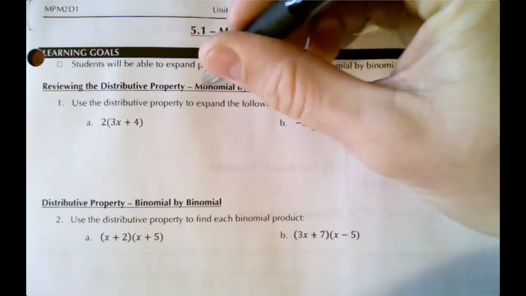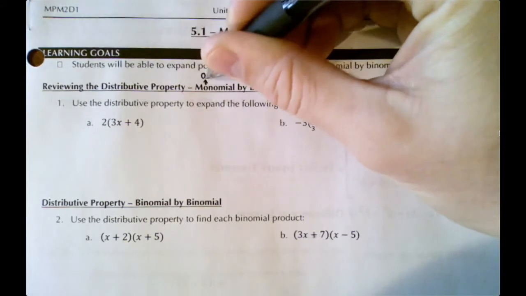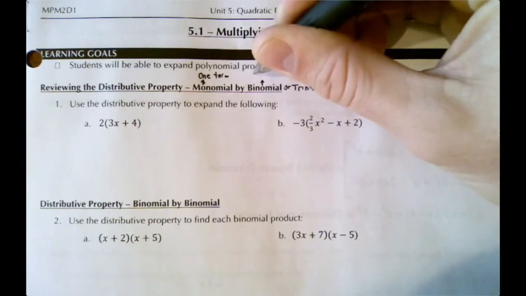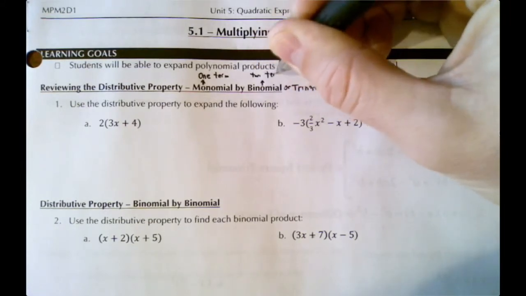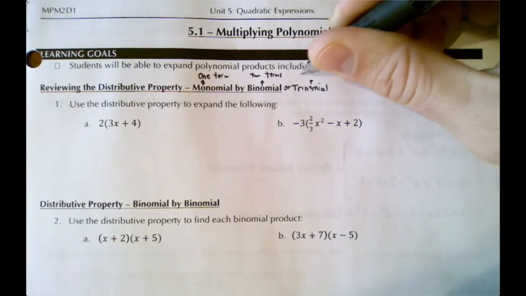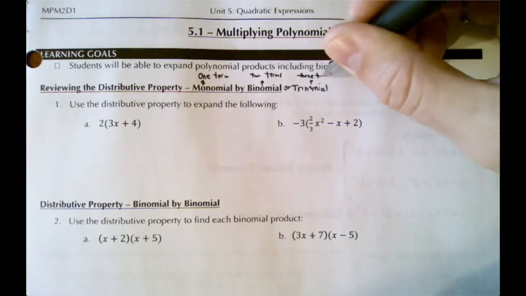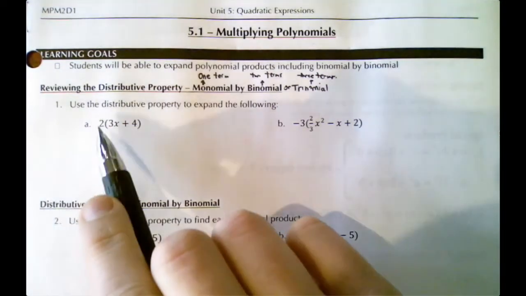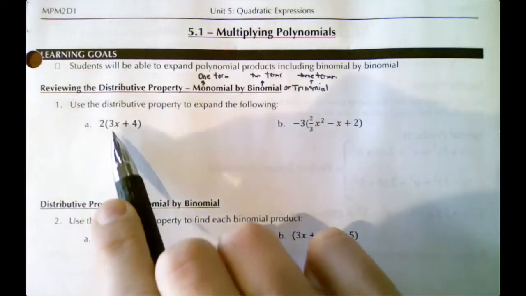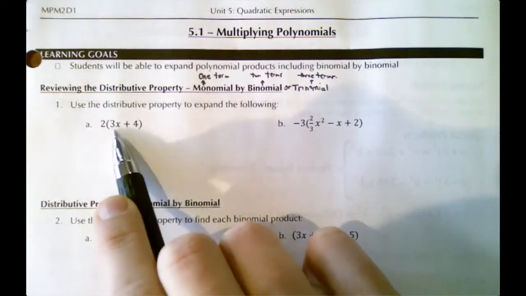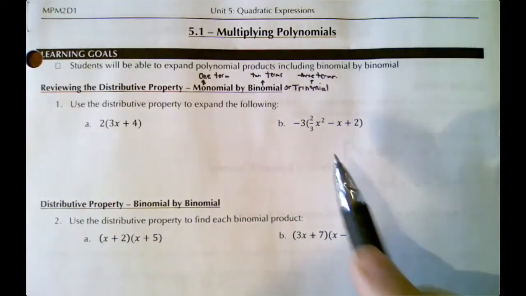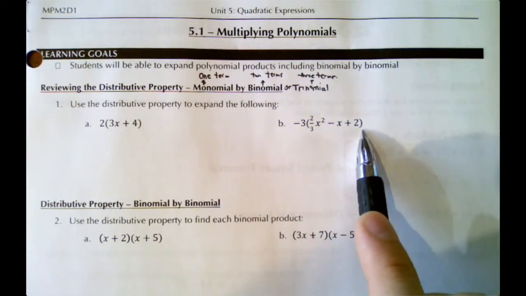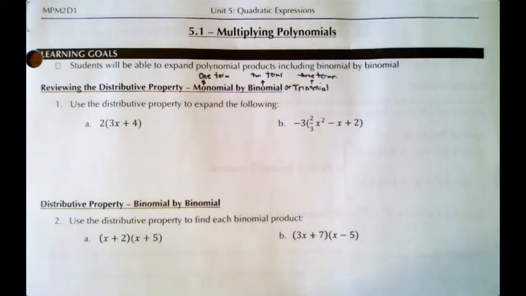These words: monomial just means one term. Binomial, two terms. Trinomial, three terms. So if we look at the two examples A and B here, we've got a monomial, the number 2, multiplying by a binomial, 3x plus 4, two terms. In our second example, we have another monomial, negative 3, multiplying a three-term polynomial, or a trinomial.